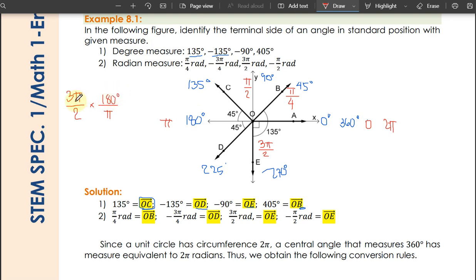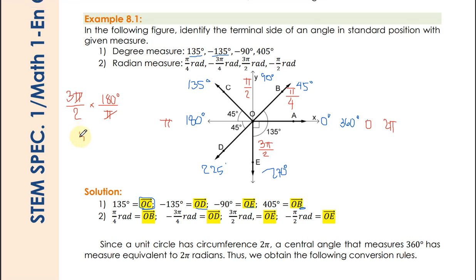Okay. So, the pi here will be cancelled. So, we have 3 times 180 degrees over 2. So, 3 times 180, that is 540 degrees. So, 540 degrees. We divide it by 2, and that is equal to 270 degrees. So, remember the conversion: pi is equivalent to 180.